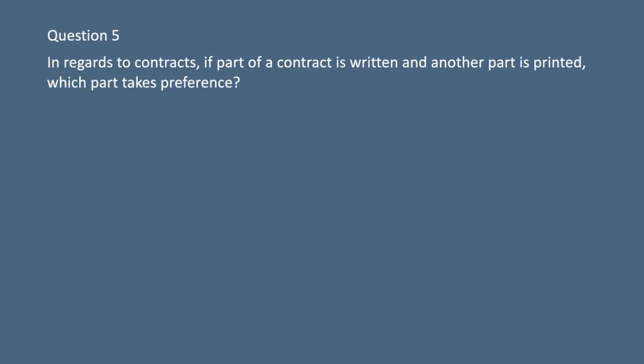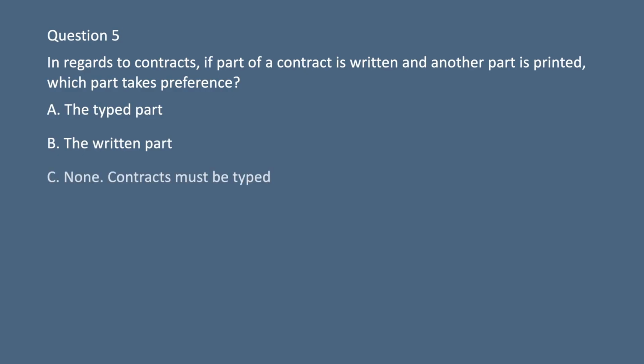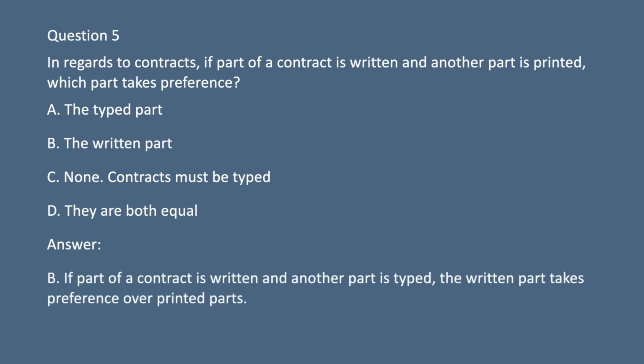Question 5. In regards to contracts, if part of a contract is written and another part is printed, which part takes preference? A. The typed part. B. The written part. C. None. Contracts must be typed. D. They are both equal. Answer: B. If part of a contract is written and another part is typed, the written part takes preference over printed parts.